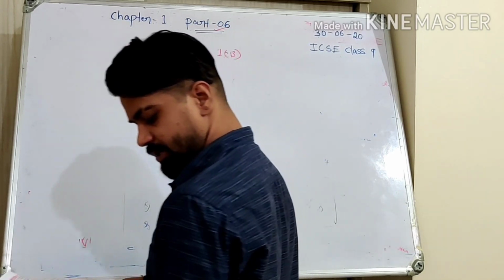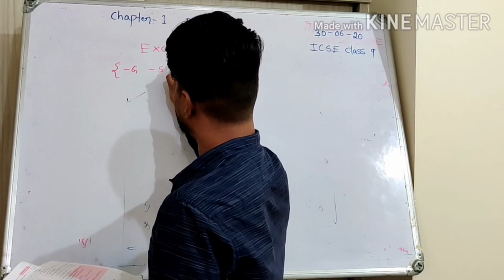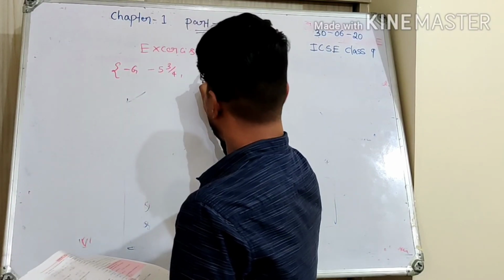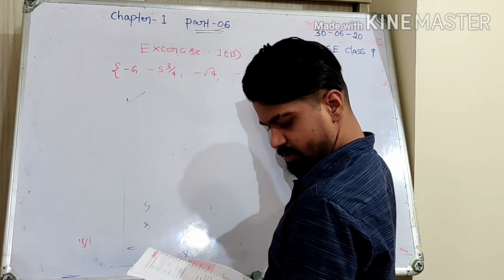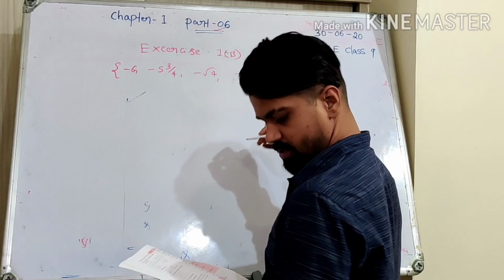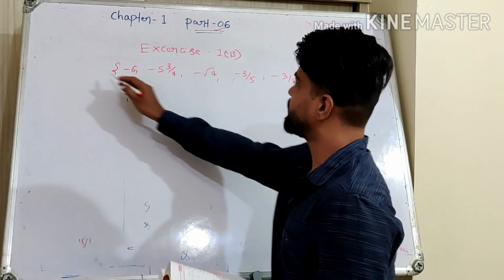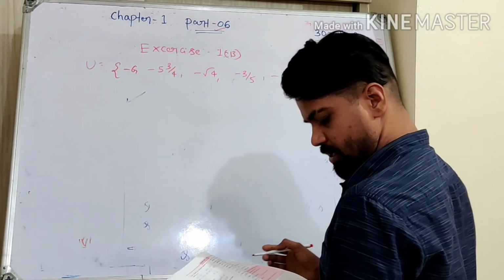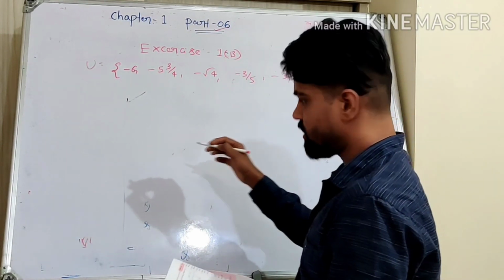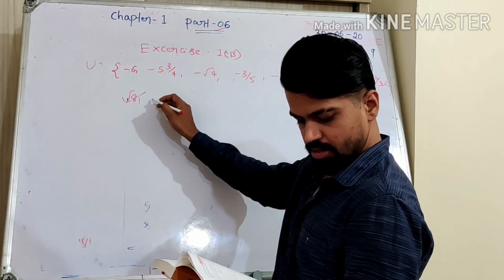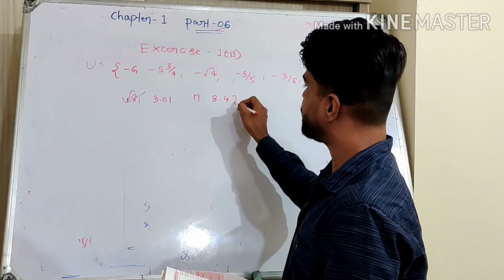So the set given is like this: -6, -5, 3/4, -√4, -3/5, -3/8, 0, 4/5. That's the universal set they are calling it. Then 4/5, 1, 1 2/3, √8, and then 3.01, pi, 8.47.